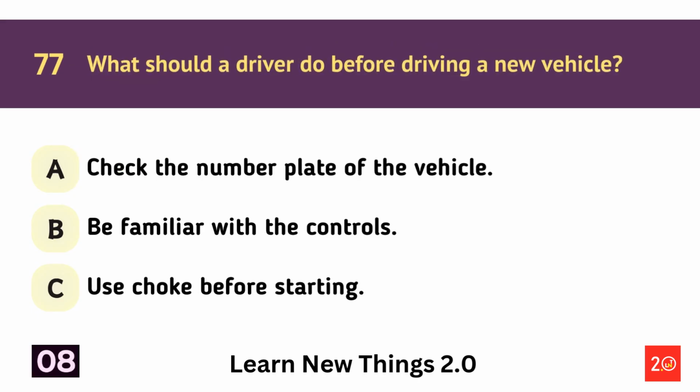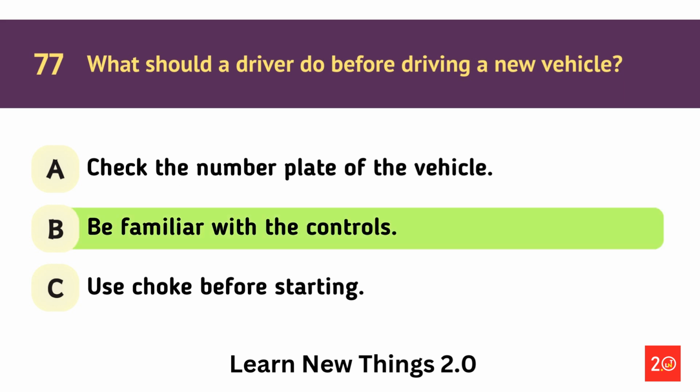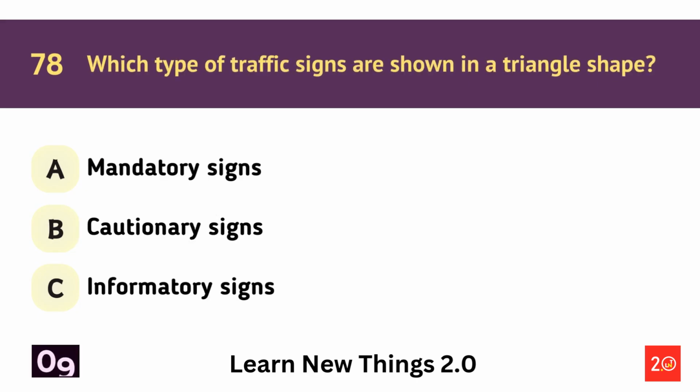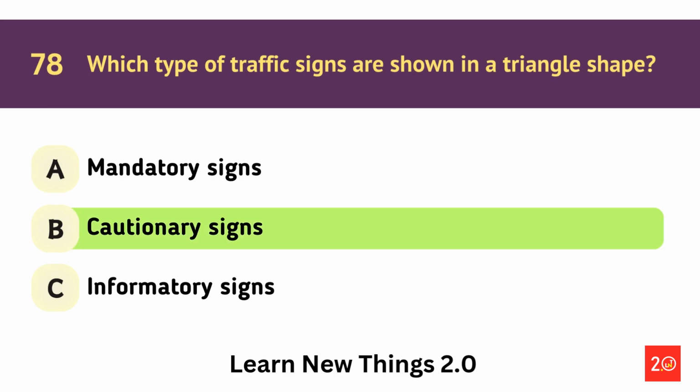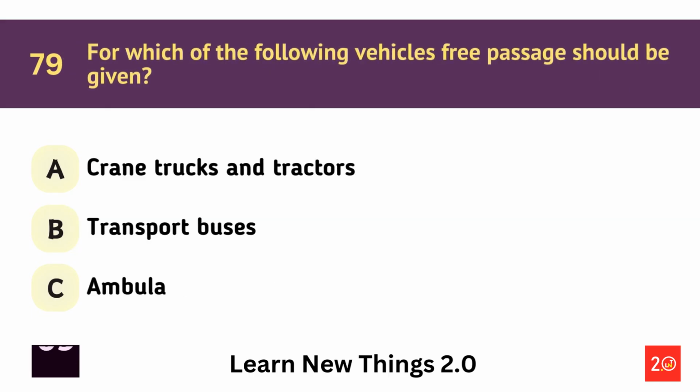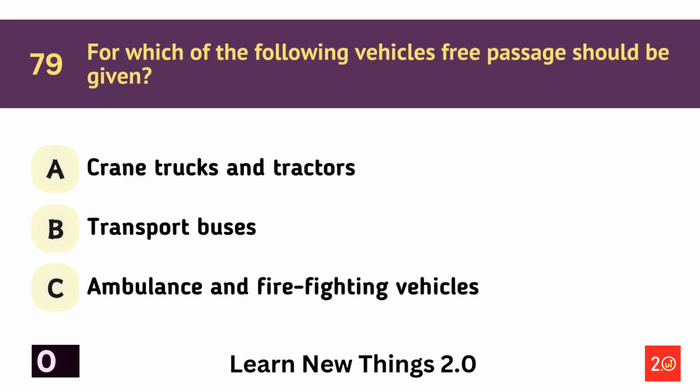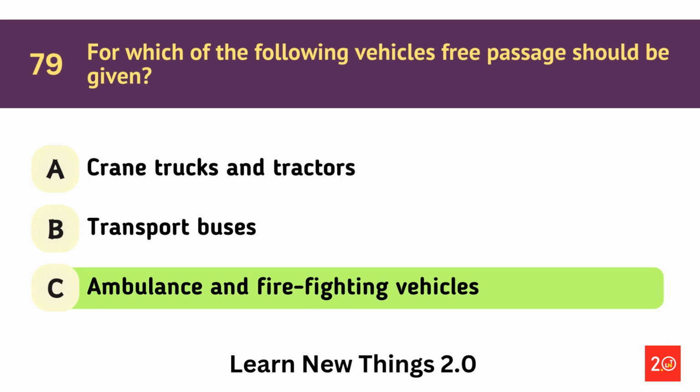What should a driver do before driving a new vehicle? Be familiar with the controls. Which type of traffic signs are shown in a triangle shape? Cautionary signs. For which of the following vehicles free passage should be given? Ambulance and firefighting vehicle.